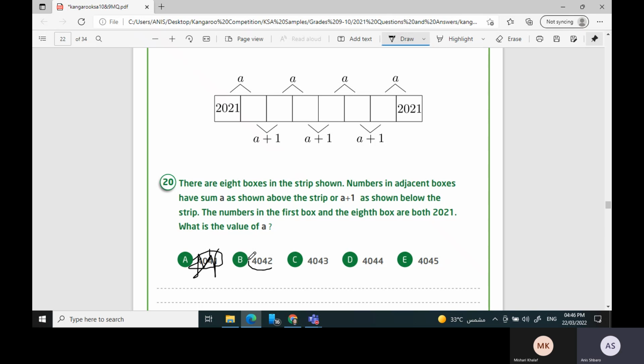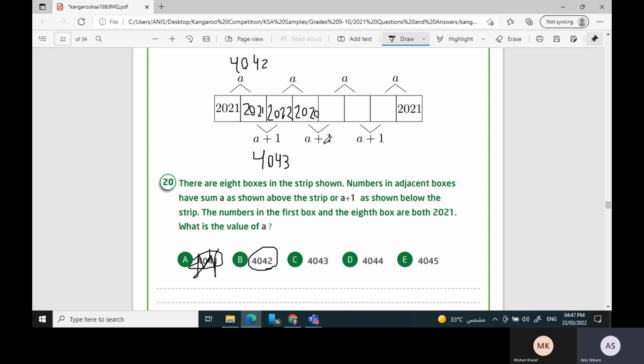Now we are going to suppose this one is the right answer. So we are saying that A is equal to 4042 and A plus 1 is equal to 4043. Now, which number do we add to 2021 to get 4042? 2021. Of course, the same number. And which number do we add to 2021 to get 4043? 2022. Yes. And also we're going to add a number to this result to get 4042. 2020. Okay, let's move on.